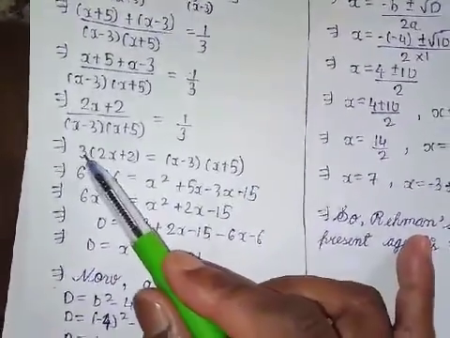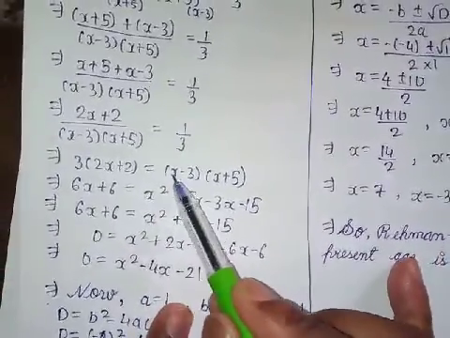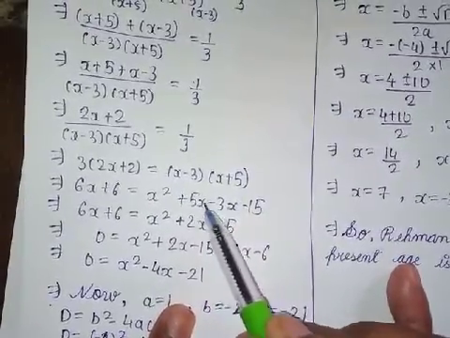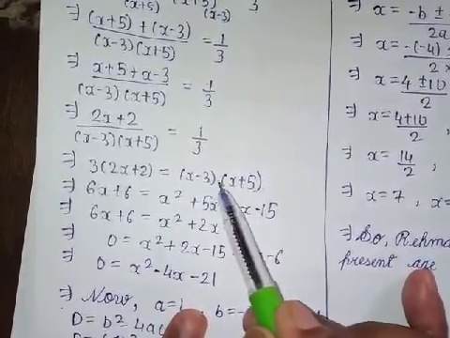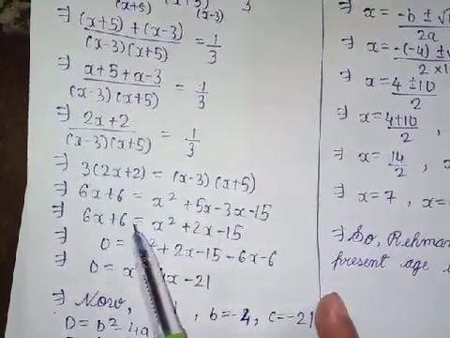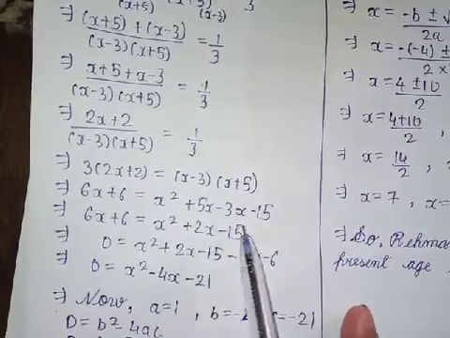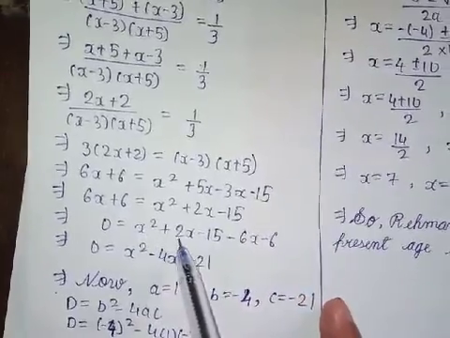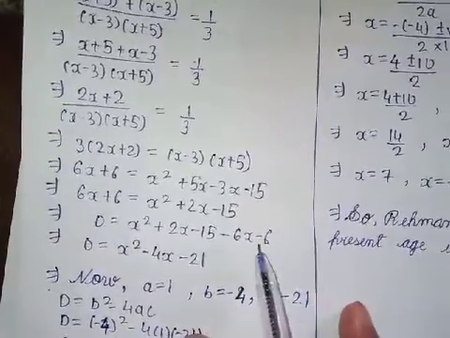Multiply inside: 3 times 2x is 6x, 3 times 2 is 6, so 6x plus 6. Now x into this: x into x is x square, x into 5 is 5x, minus 3 into x is minus 3x, minus 3 into 5 is minus 15. If you simplify further, x square, 5x minus 3x is 2x, and it is minus 15. So bring all this inside: x square plus 2x minus 15 minus 6x minus 6.